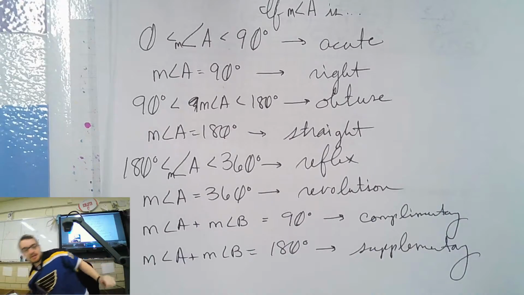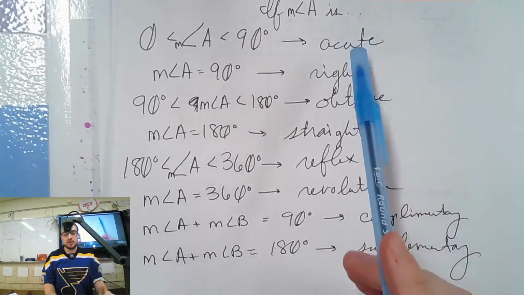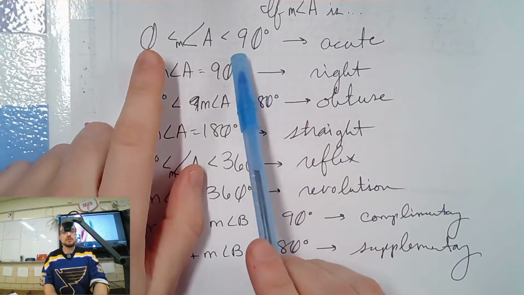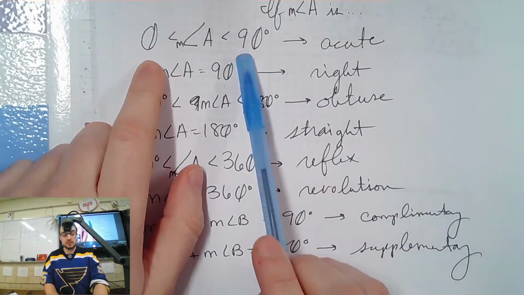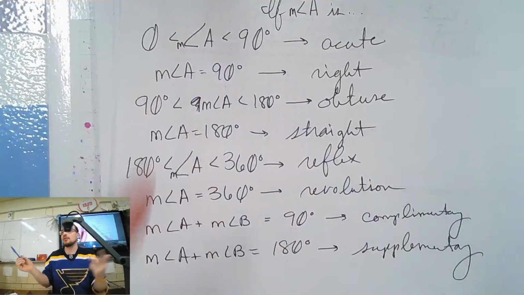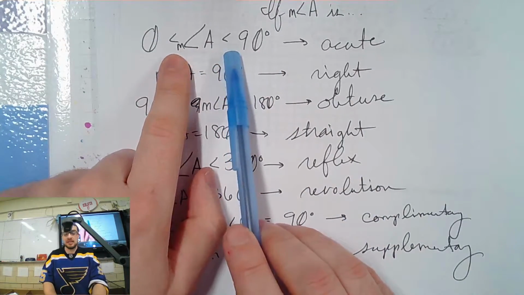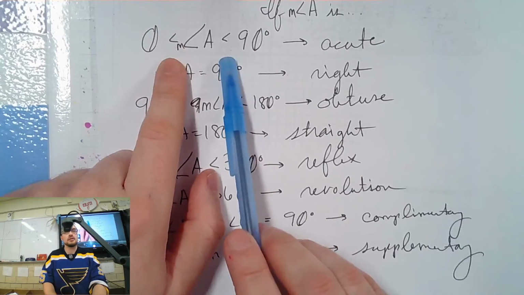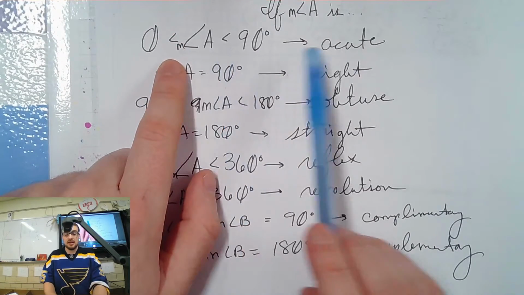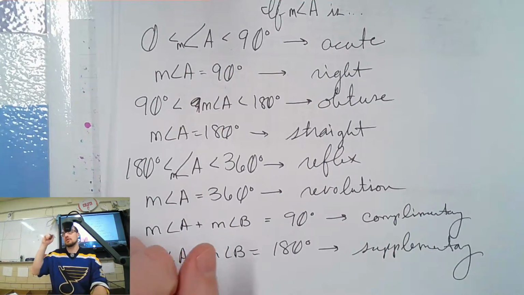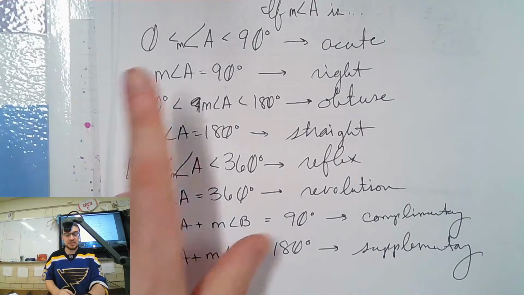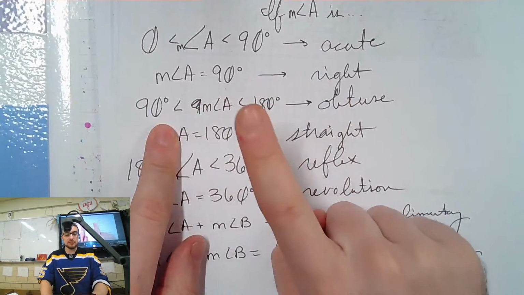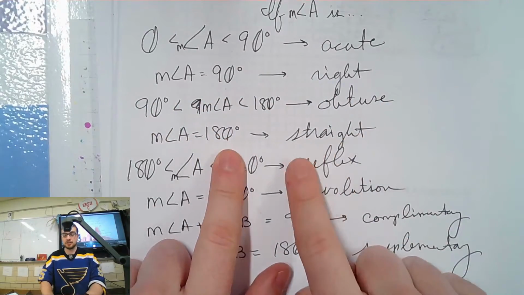Definitions. If angle A is acute, then that means it must be between 0 and 90, non-inclusive. Can't be 0, can't be 90, but it's between them. You can write it however you want. I write it with math, less than signs. An acute angle is anything between 0 and 90, not including 0 and 90. If it's exactly 90, it's a right angle. If it's between 90 and 180, it's obtuse. If it's exactly 180, it's a straight angle.